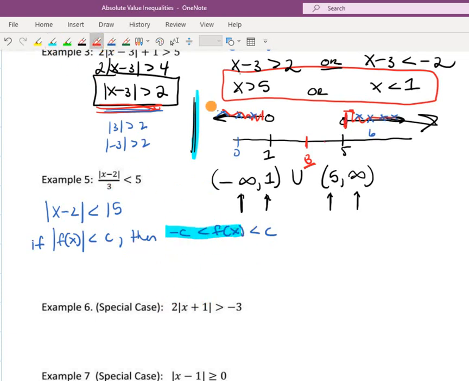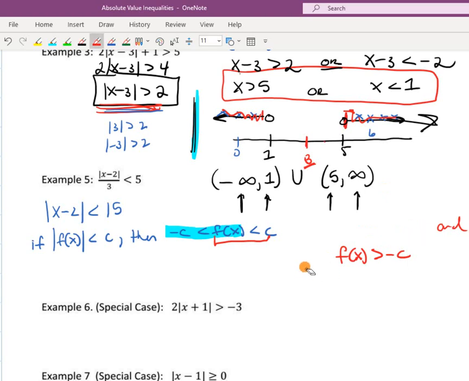So I could write that instead. Negative c is less than f of x, and f of x is less than c, which would be that statement there. Now, most people don't appreciate this order, so they'll write f of x. We'll flip it. Let me put that back in there before I flip. So it'd be f of x is greater than negative c if I flip it.